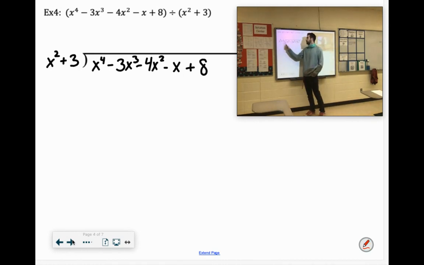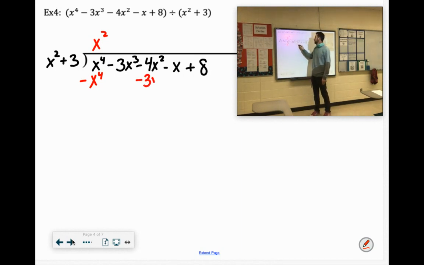So how many x squareds can go into x to the fourth? X squared times x squared would give us x to the fourth. So we'll make it negative x to the fourth, right? And then 3 times x squared is 3x squared. We'll make it negative 3x squared. Now here's where it's weird. We have to put that with our other x squareds. So we'll have negative 3x squared over here.